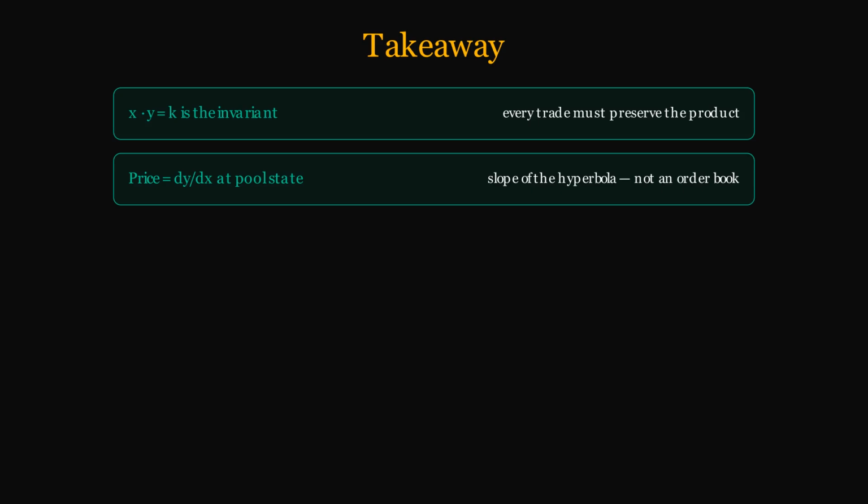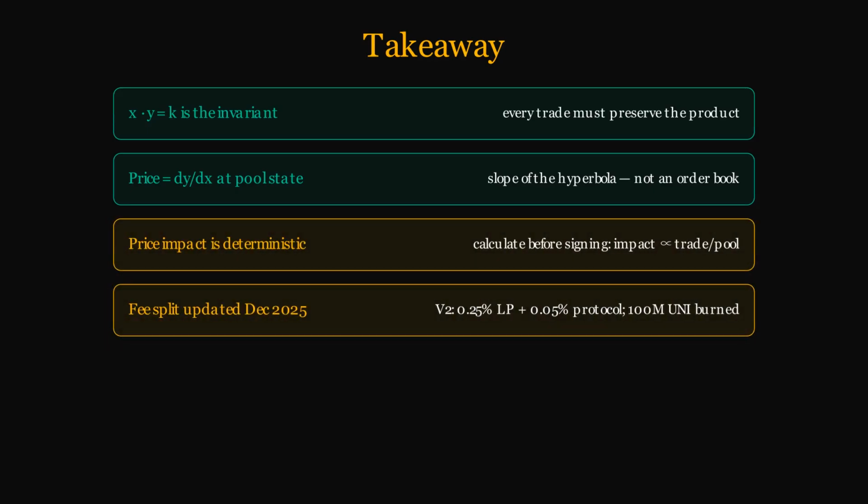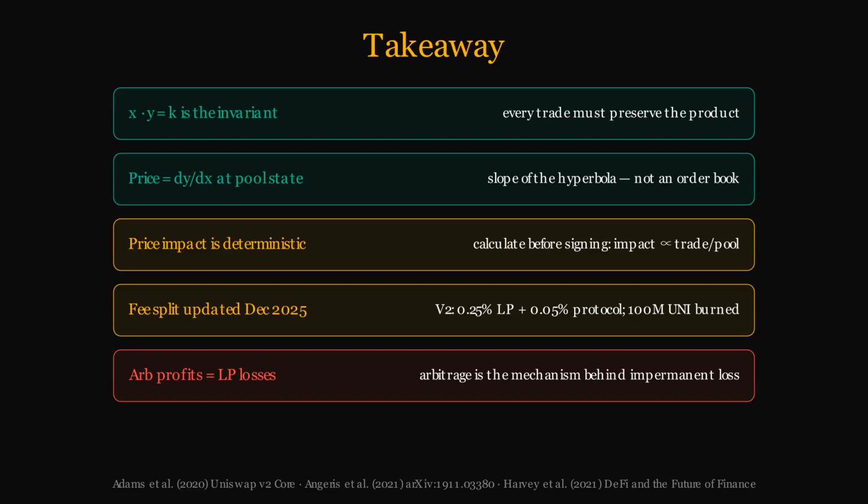The AMM model eliminates order matching and human market makers. X times Y equals K, the invariant. Price is the slope of the hyperbola at the pool state. Price impact is deterministic and calculable before you submit. The fee split was updated in December 2025. V2 now routes 0.05% to the protocol for UNI burns. And critically, arbitrage profits come at the LP's expense. That transfer is impermanent loss, the hidden cost of providing liquidity. That is the topic of episode 12.